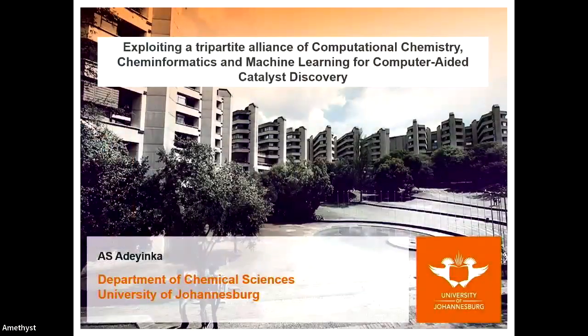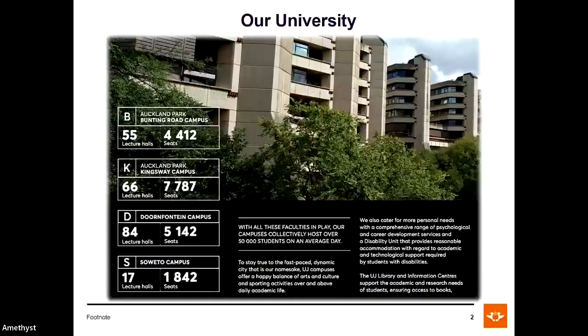You need to visit UJ just to see this building, where you could get lost and be going round and round for 3 hours without knowing where you're going. But that's the campus of UJ. It's a multi-campus university based in Johannesburg. There are 4 campuses, and of course, you can see the number of lecture halls and other details.